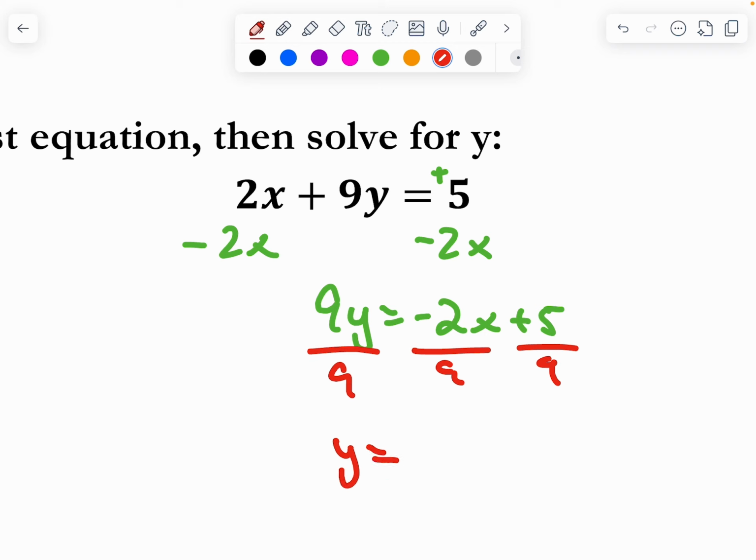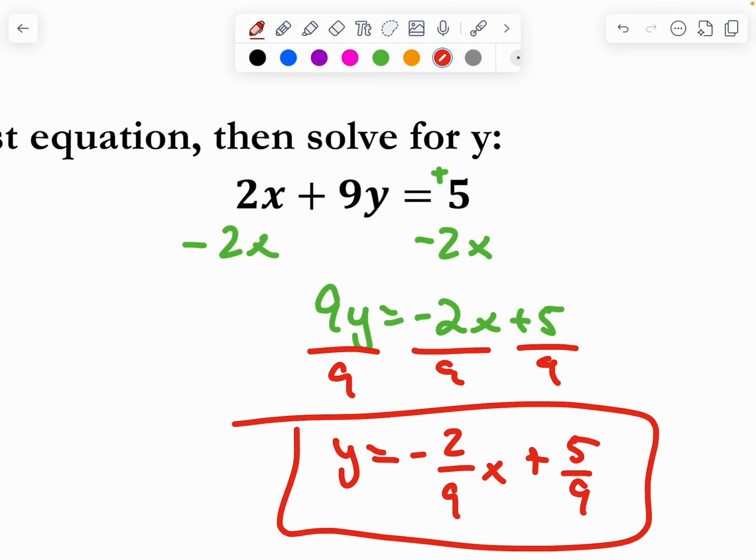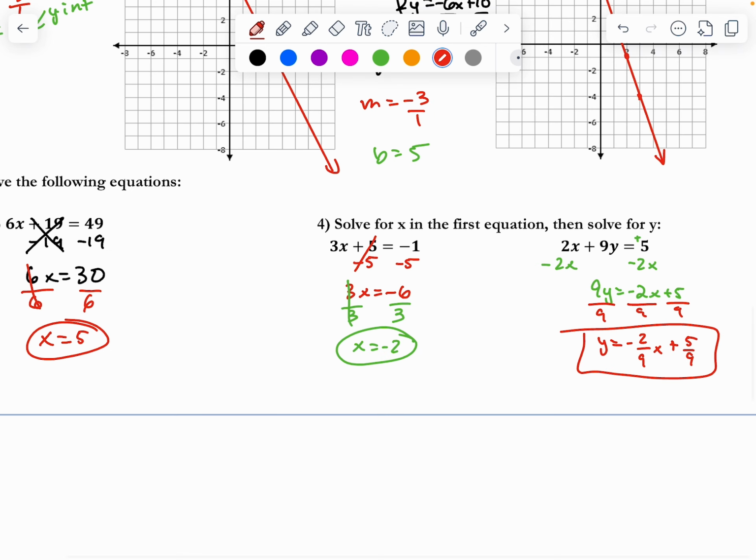I know that negative 2 and 9 are prime to each other, which means they can't be divided into anything smaller. So we're just going to leave this as negative 2 over 9x. And then 5 over 9, we can't do anything with 5 over 9. Those are also prime to each other, so we're just going to leave it as so. And that's it. Those are my equations.